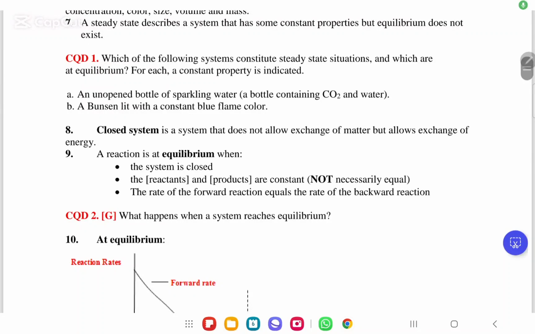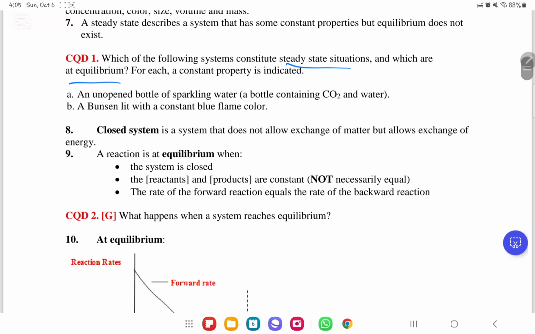Hello guys, today I'll be explaining the notes questions of chapter 1 in chemistry of the level TM. So let's start. Which of the following systems constitute steady state situations and which are at equilibrium?